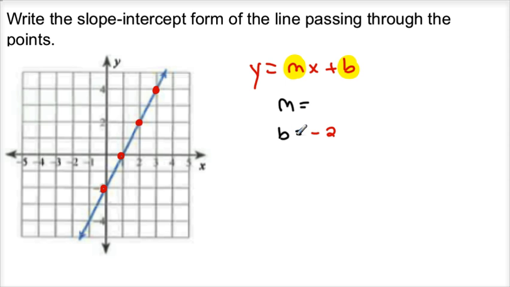What is my slope? Which way is your line going? Is it increasing or decreasing? Increasing, so my slope must be positive. So what is my slope of this line?